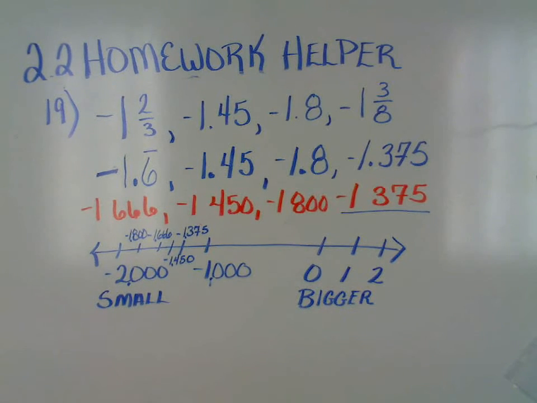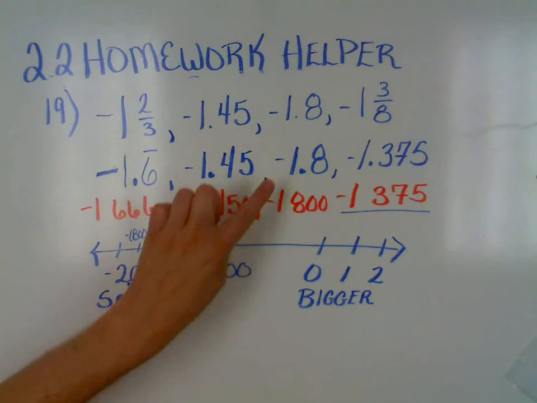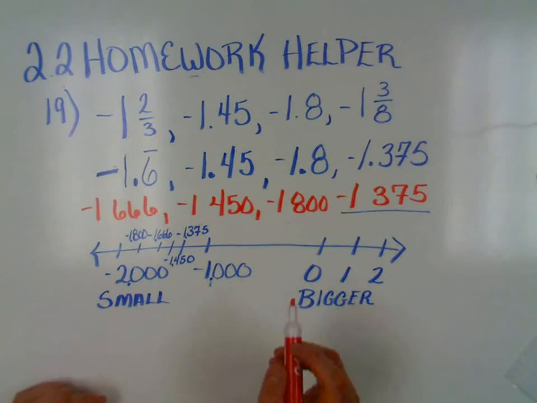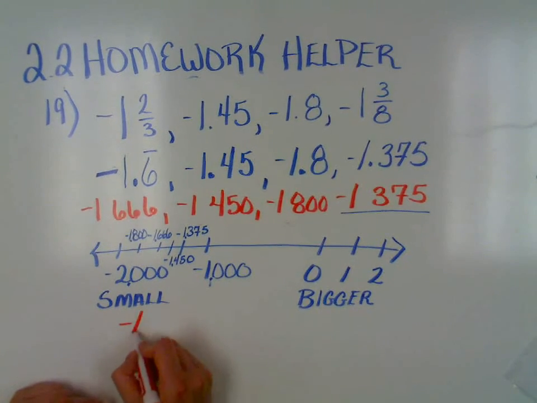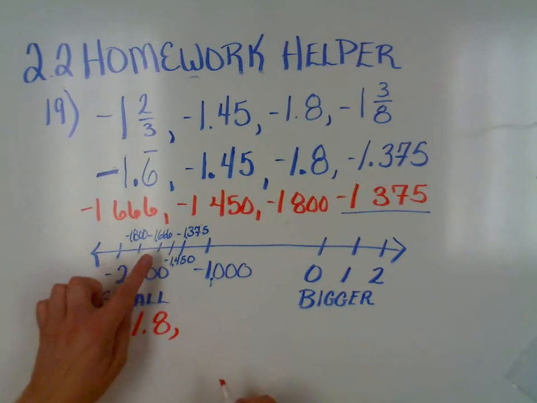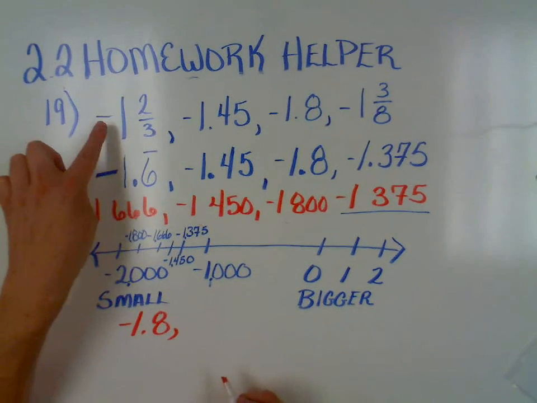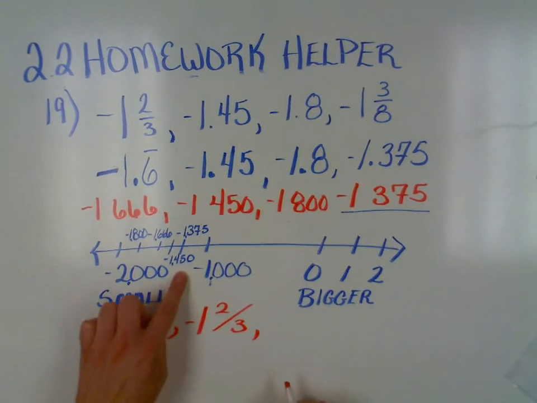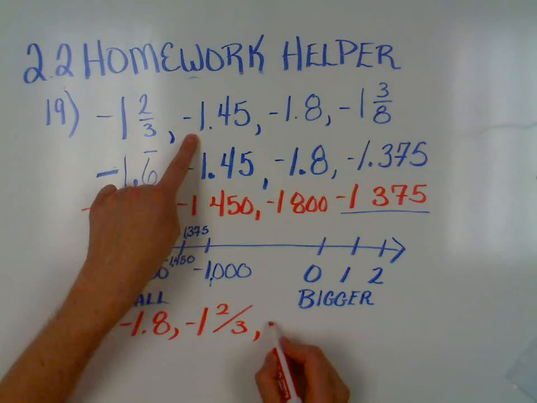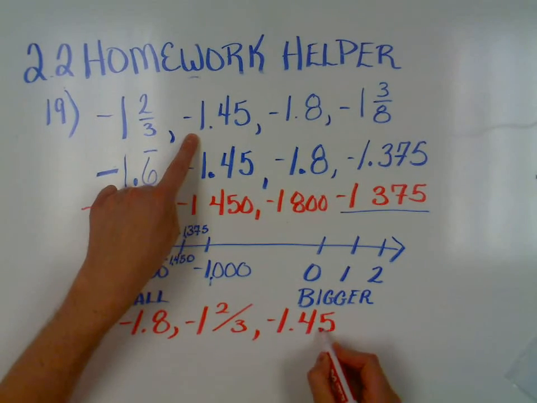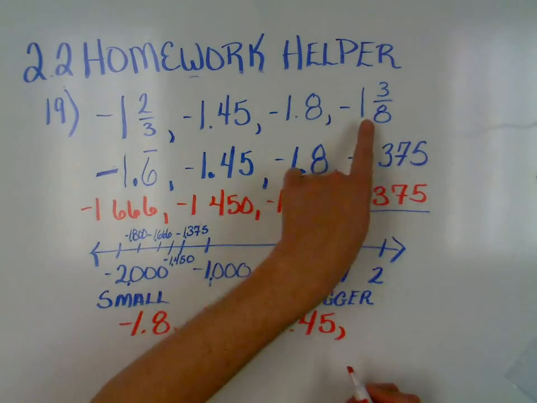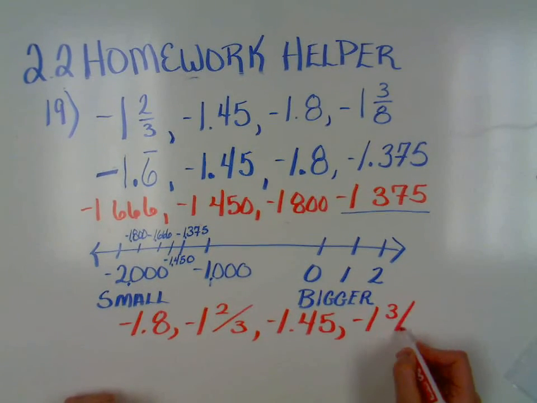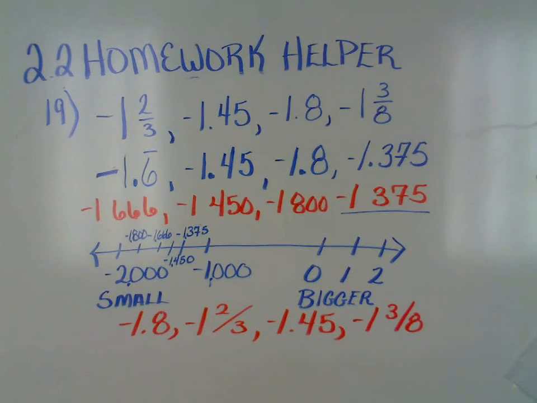So now we just have to put these in order from least to greatest. The smallest one was the -1.8. That was this one we wrote as 1,800. And then there was that 1666, which started off as negative 1 2/3. And then the 1450, which started off as negative 1.45. And then 1375, which started off as negative 1 3/8. And there you go. There's your numbers in order from least to greatest.